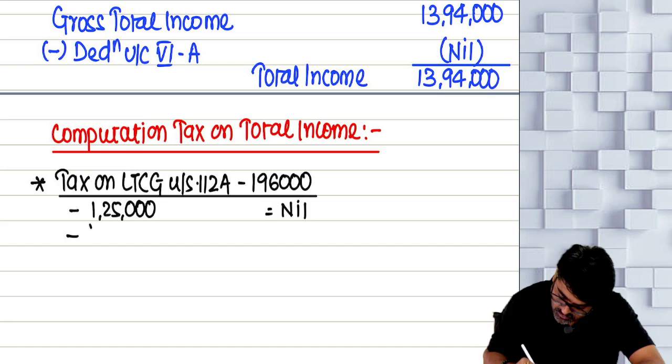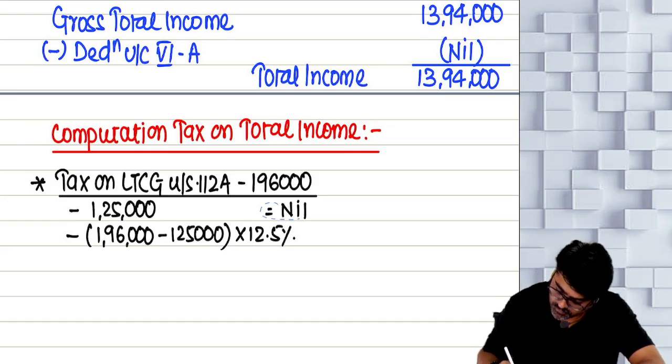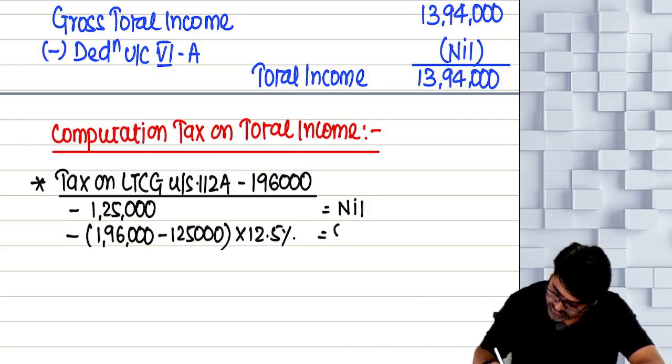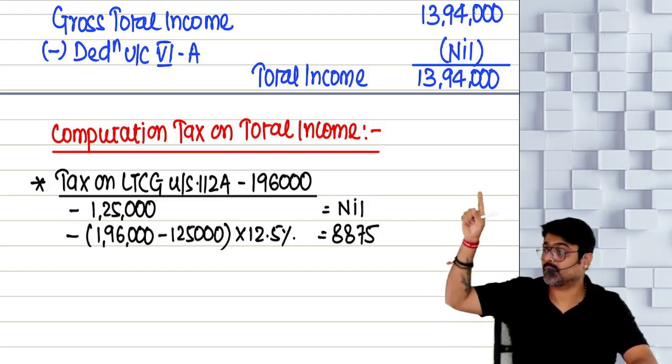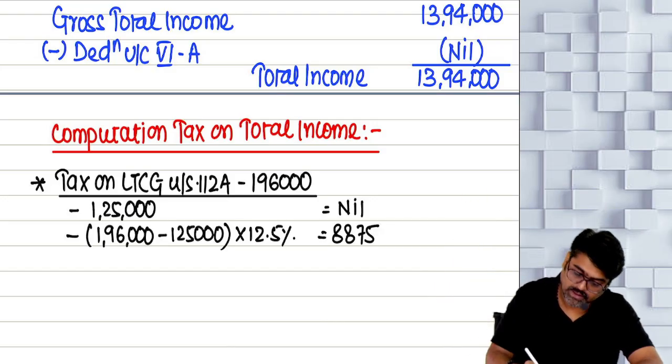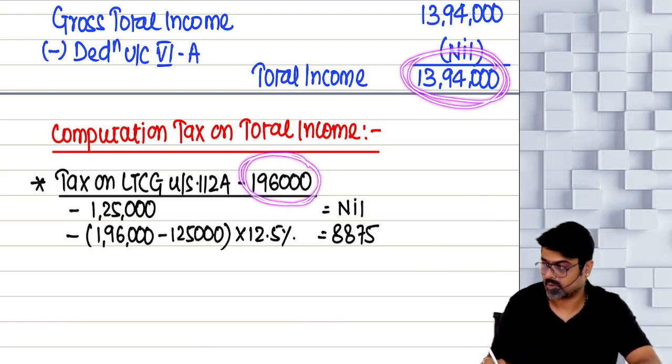And 1,96,000 minus 1,25,000, on this excess, how much? 12.5%. 8,875. Everyone getting this? So this is the total tax on my 1,96,000. Out of 13,94,000, I have calculated tax on this amount.